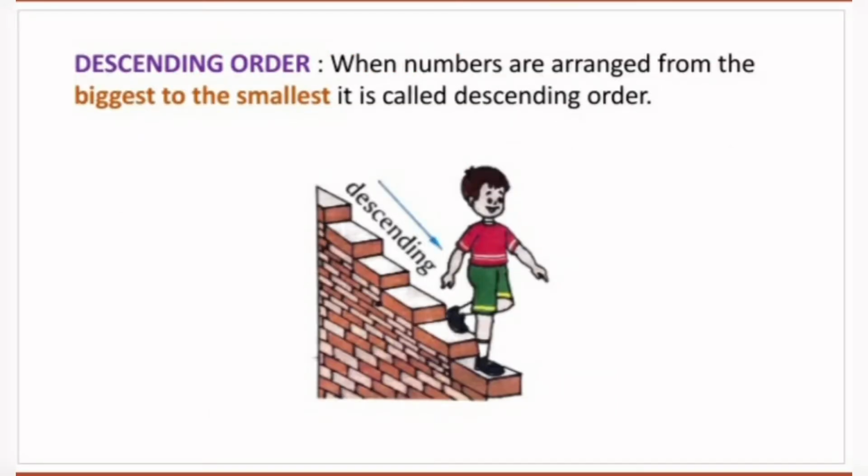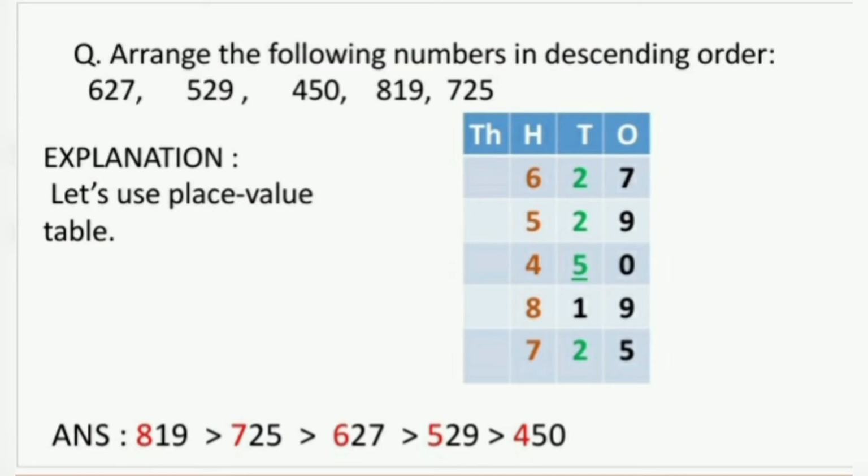Now come to this slide. What is descending order? That is, when numbers are arranged from the biggest to the smallest, we say that they are arranged in descending order. Okay, let's see the example so that you are clear. Now see the question given here. Here you need to arrange the numbers in descending order.